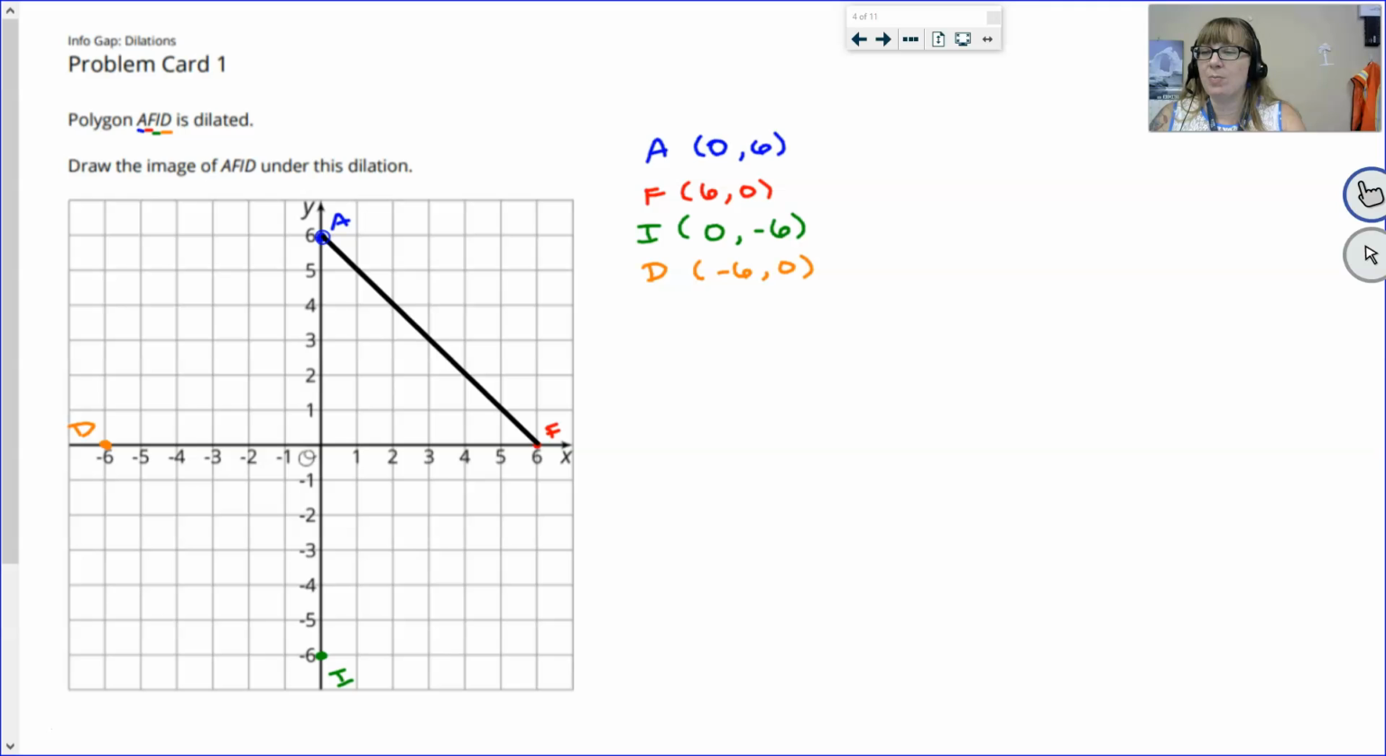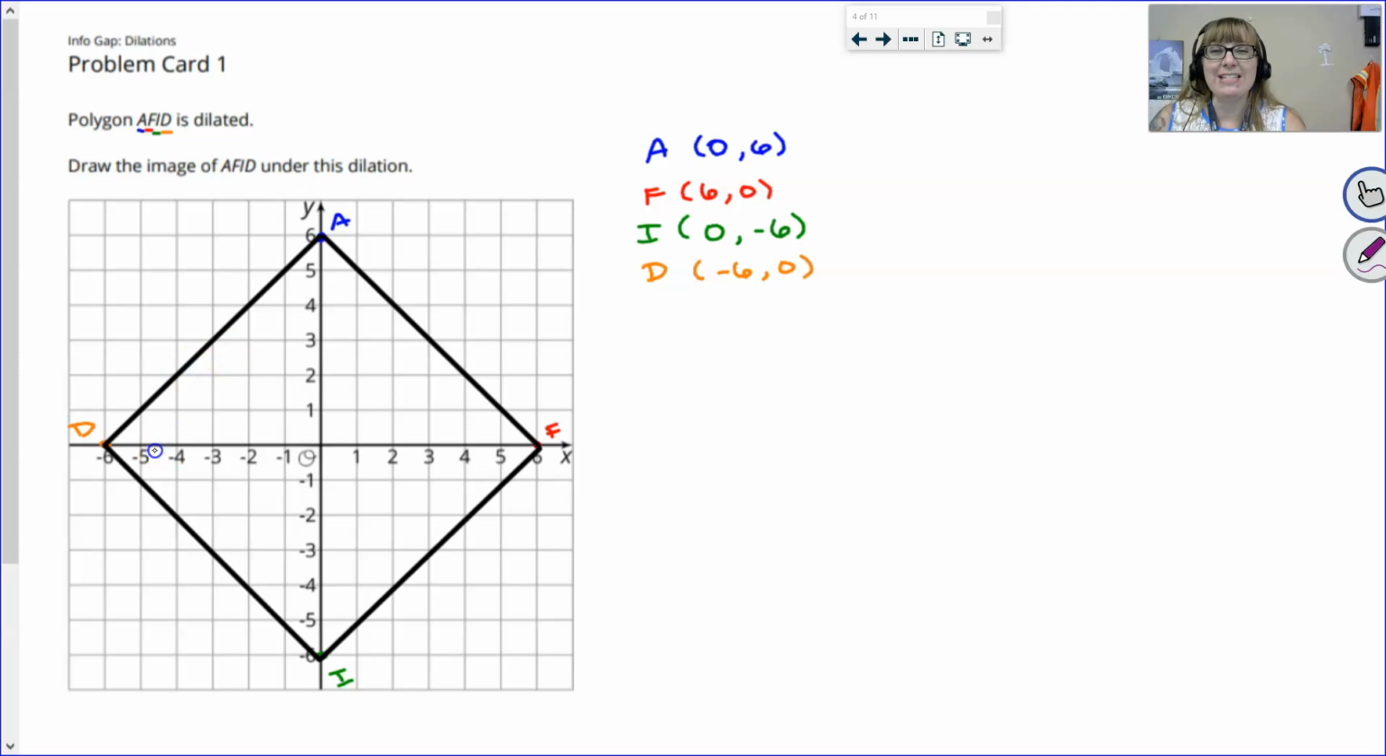I'm going to turn it into a polygon by connecting these points. So A to F, F to I to D, and then we close the polygon up by going back to the beginning, A. It's kind of like a dot to dot, but instead of going 1, 2, 3, 4, I'm going in this order, A to F to I to D. Now we're ready to draw the image AFID under this dilation.